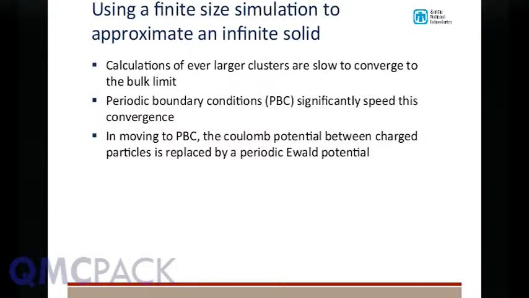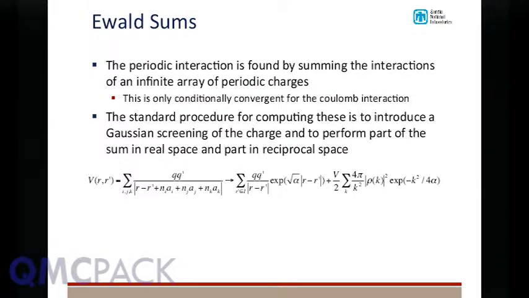So obviously you can imagine doing calculations of ever larger clusters, and this converges really slowly, although for nanoscale sort of reasons it's quite interesting. What people do in pretty much all contexts is use some sort of periodic boundary conditions to speed this convergence. But when you move to periodic boundary conditions, the Coulomb potential between the charged particles gets replaced by an Ewald potential, so something that's periodic.